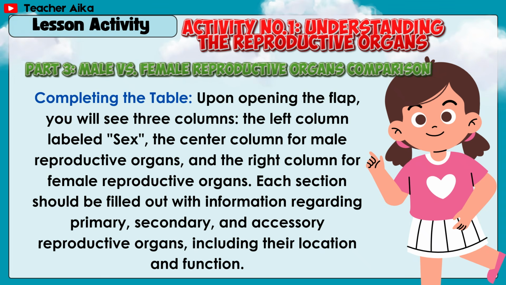Third, completing the table. Upon opening the flap, you will see 3 columns. The left column labeled sex, the center column for male reproductive organs, and the right column for female reproductive organs. Each section should be filled out with information regarding primary, secondary, and accessory reproductive organs, including their location and function.